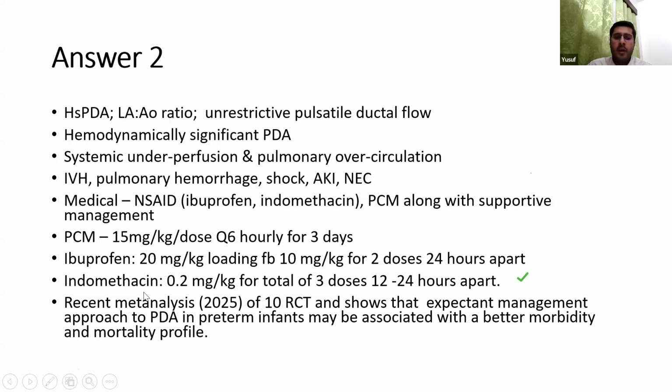And indomethacin was used in prior times. However, it is not used in this condition. It was used at a dose of 0.2 mg per kg for a total of 3 doses, 12 to 24 hours apart. Could you tell me some specific benefit of indomethacin, for which it was used in prior times? However, its use has gone outside the practice of neonatology these days. Yes, IVH prophylaxis, someone has written. Yes, so this was used for preventing IVH.